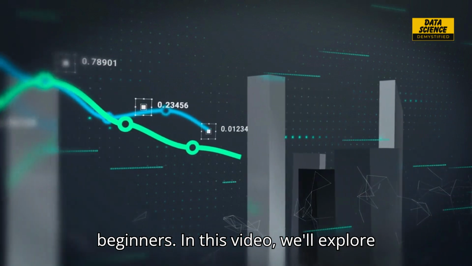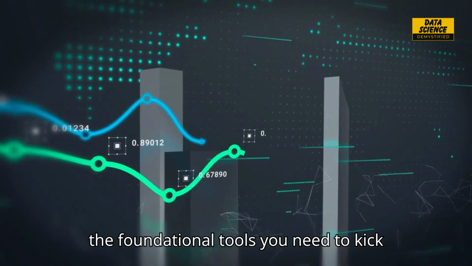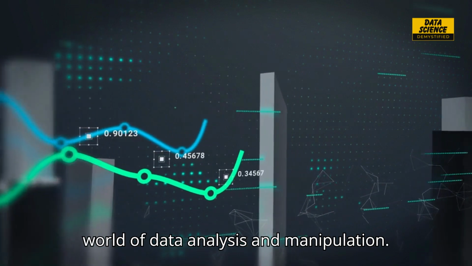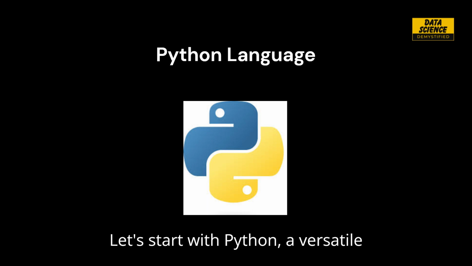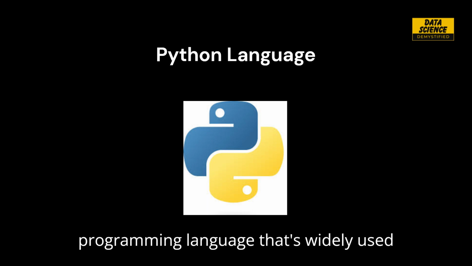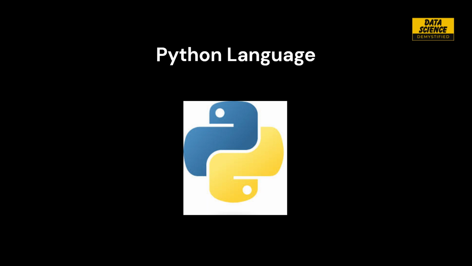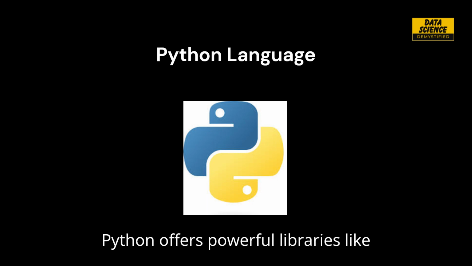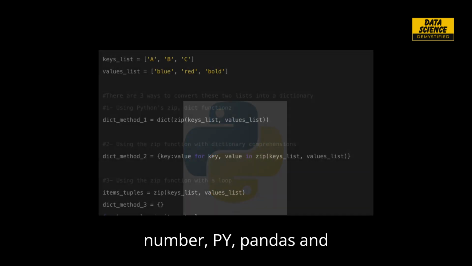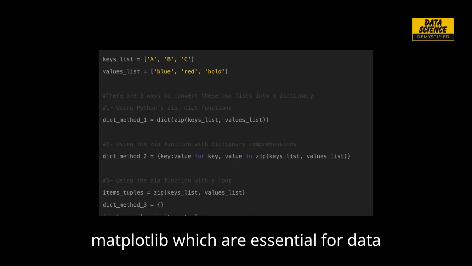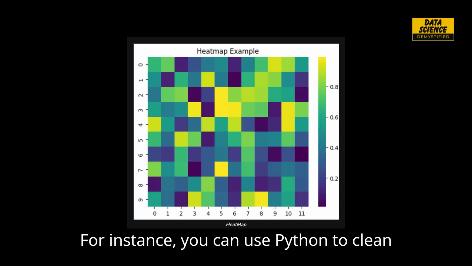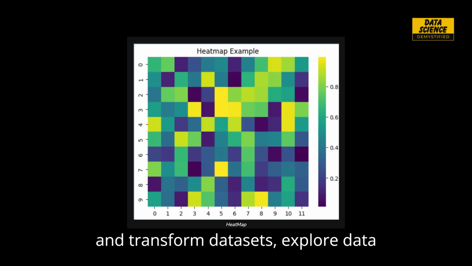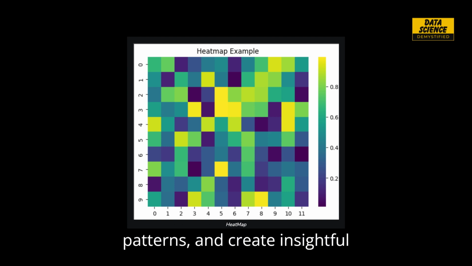In this video, we'll explore the foundational tools you need to kickstart your journey into the fascinating world of data analysis and manipulation. Let's start with Python, a versatile programming language that's widely used in the field of data science. Python offers powerful libraries like NumPy, Pandas, and Matplotlib, which are essential for data manipulation, analysis, and visualization. For instance, you can use Python to clean and transform datasets, explore data patterns, and create insightful visualizations.